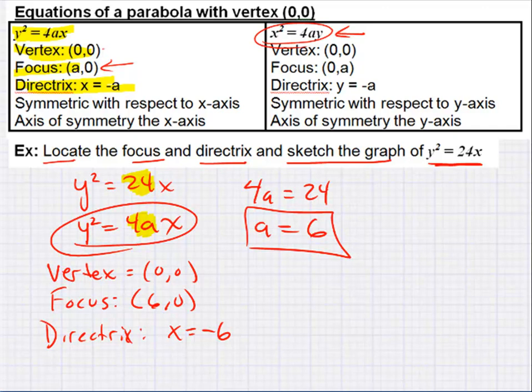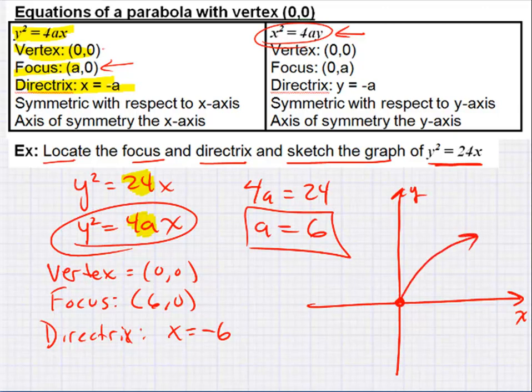And the question said, sketch the graph. Well, sketching the graph's not hard to do. If I look at this, here's my y-axis, here's my x-axis. The vertex is at 0, 0. Since the y is squared, it's going to be a parabola that looks this way. The focus is going to be here, and that's going to be 6, 0. The directrix is going to be this line right here at -6.